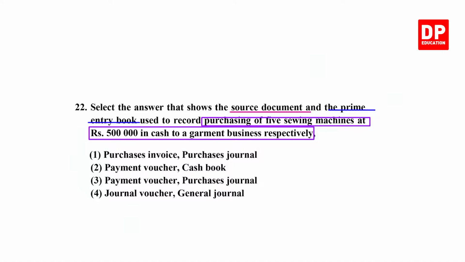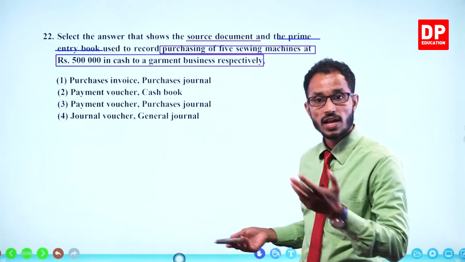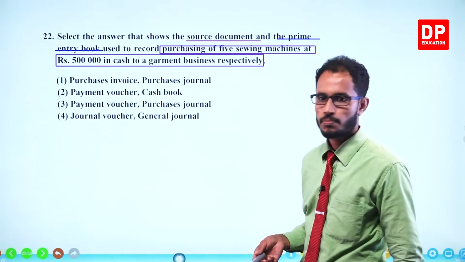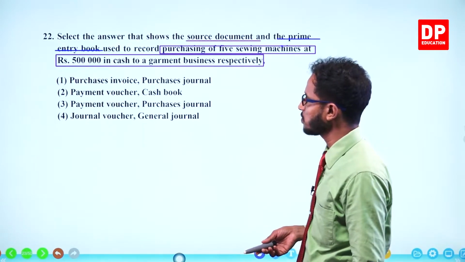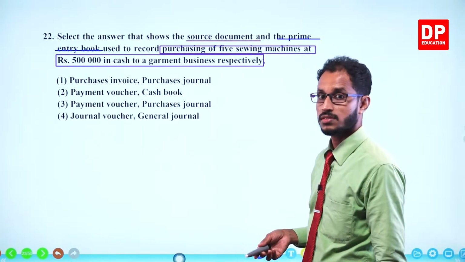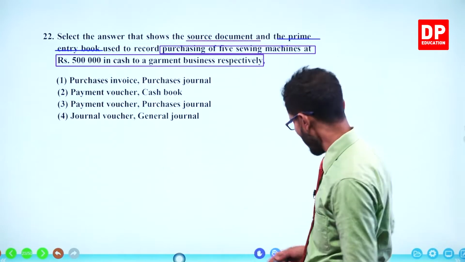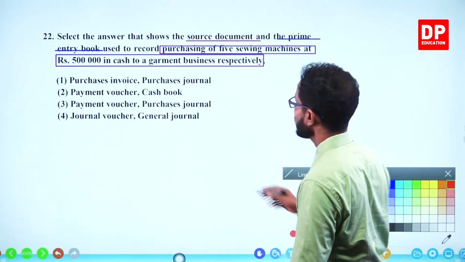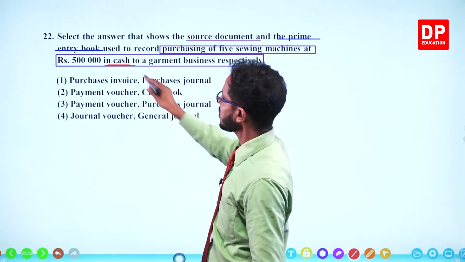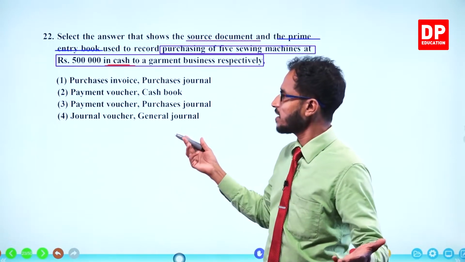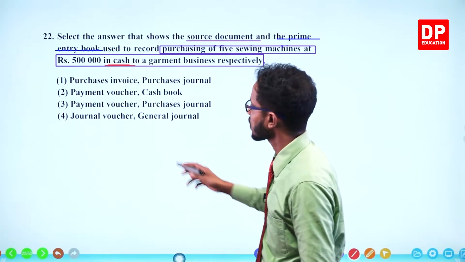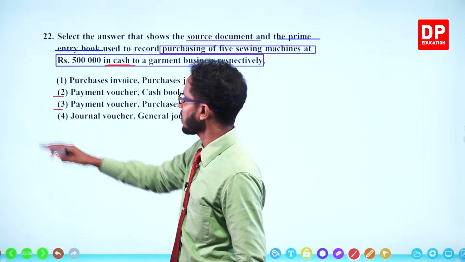What is the source document? Purchase of a non-current asset. Purchase invoice? No. Payment voucher? Yes. Because you pay in cash. You pay in cash. So, it's a payment voucher. We have two answers with payment vouchers.